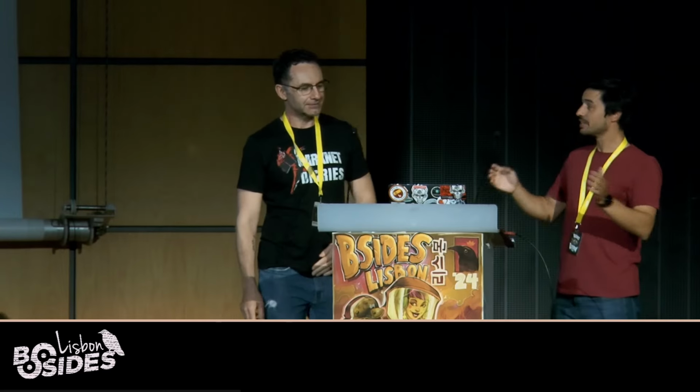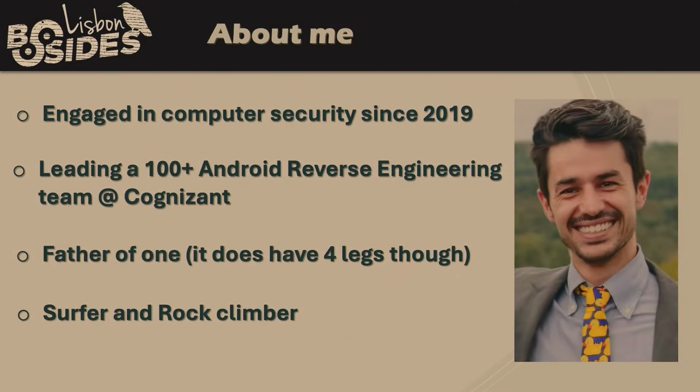All right, now it's my turn. My name is José Leitão. I like to wear rubber duckies at weddings. I've been engaged in security since 2019. Dimitrios is my previous boss, and we managed a team together. Currently, I'm leading a 100+ Android reverse engineers team at Cognizant here in Europe and a few more in offshore. Also, like Dimitrios, I'm a father of one, but it's a 4-legged creature. And in my free time, I'm a surfer and a rock climber.